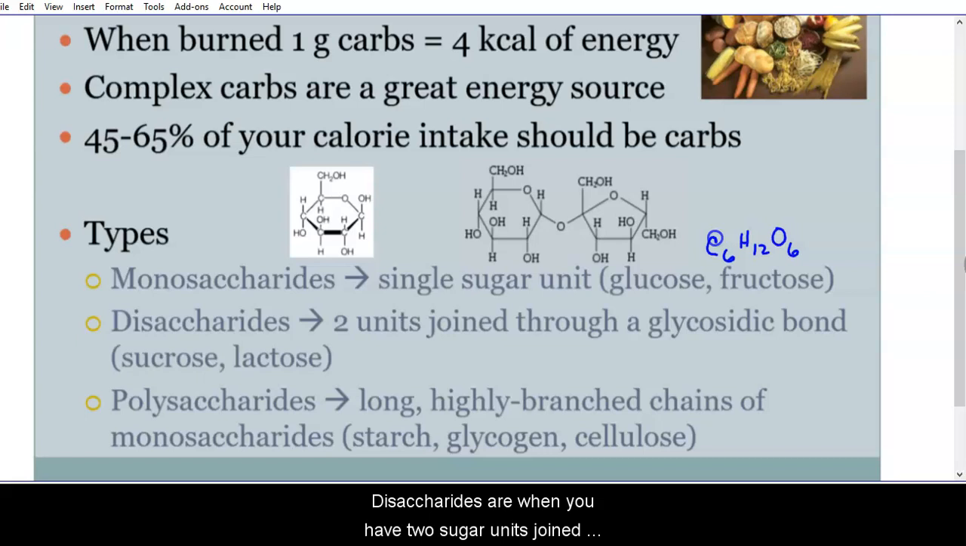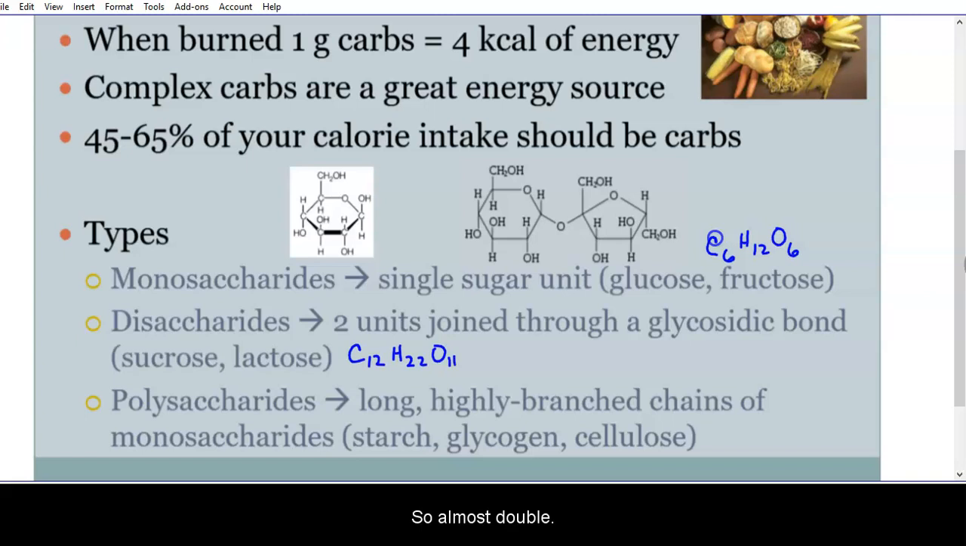Disaccharides are when you have 2 sugar units joined together through a bond. We will talk about those bonds a little later on. Some examples there are sucrose and lactose, and the chemical formula for these is C12H22O11. So almost double what we have for a monosaccharide, but you will notice, hopefully, that it would be 2 less H's and 1 less O than exactly double. That's because, of course, H2O is water, and that is what is lost to form these disaccharides.